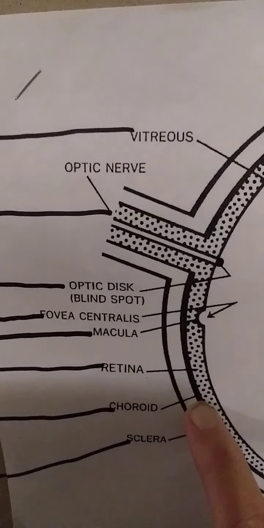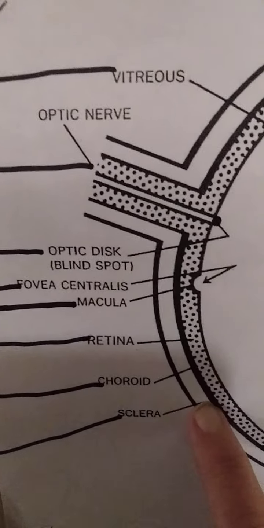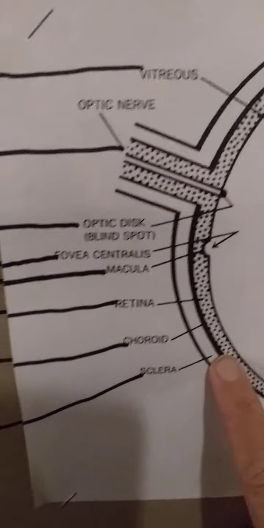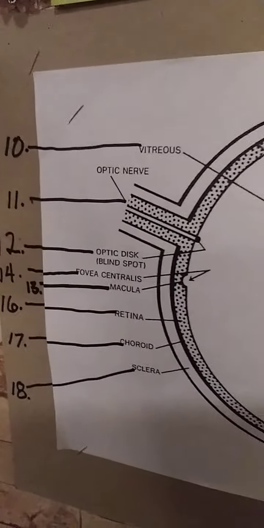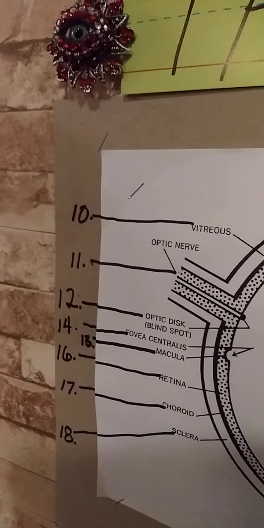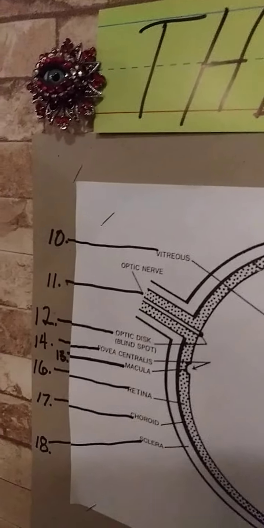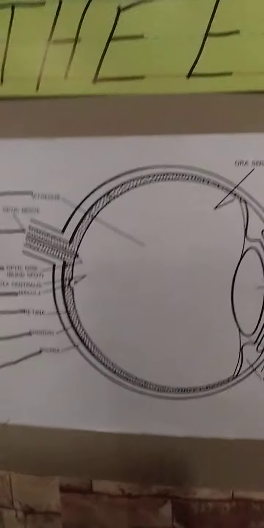The choroid, and then the sclera. It's down here. They're right next to each other, the retina, the choroid, and the sclera. 16, 17, and 18. And the sclera is the tough, white, fibrous, outer protective layer of the eye. And that is my presentation on the eye.